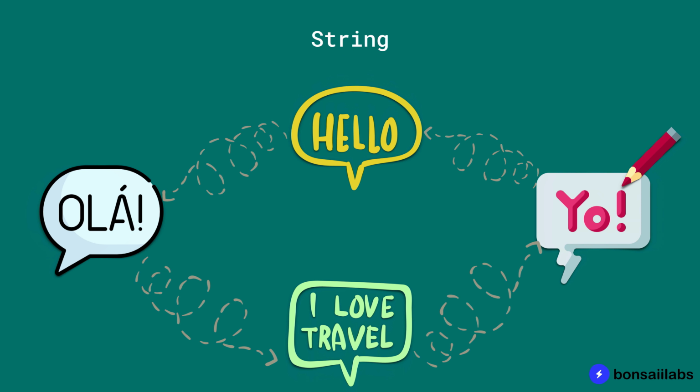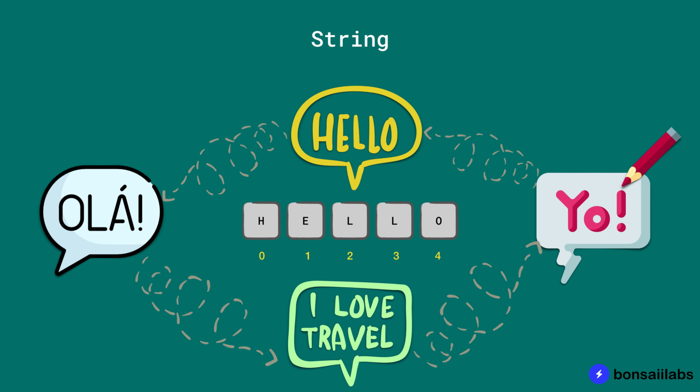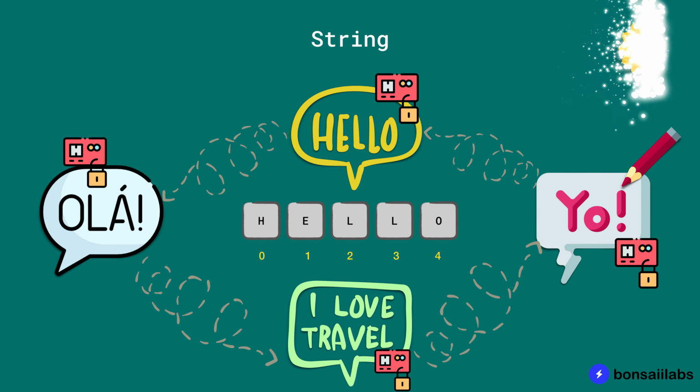So get ready. String is a built-in object in JavaScript and is actually an array of characters, which means every character in the string can be accessed at a specific index, starting from 0 to the end of the string. Also, strings are immutable, which means applying any method or operation on a string doesn't really change the original string. It instead creates a new string.